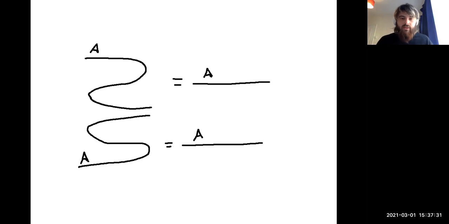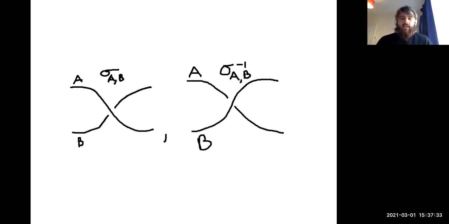These duals obey the snake equations, and in addition, we are equipped with some braiding, and this is a braiding of the world lines of the particles that we're going to be considering. And these are going to be pretty important in order to perform computation.